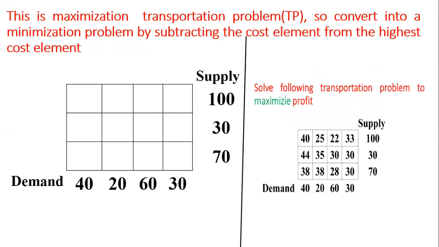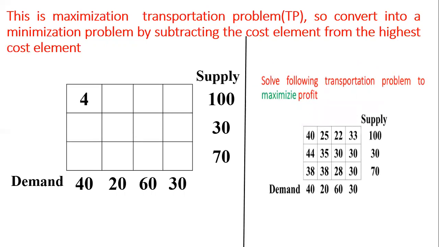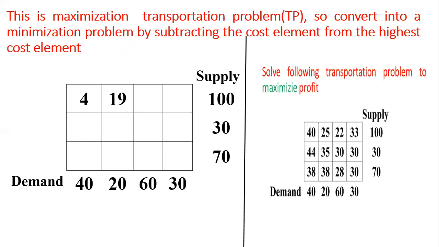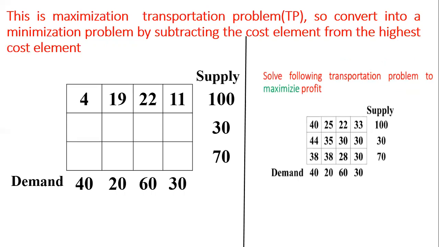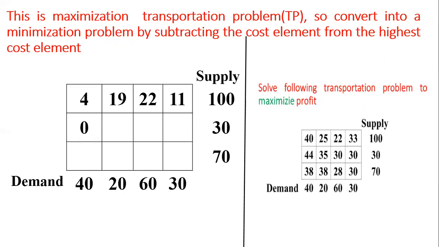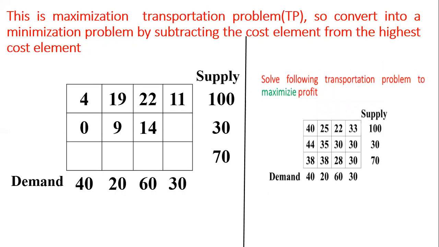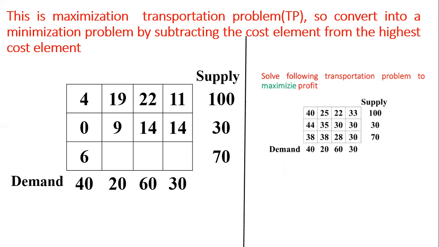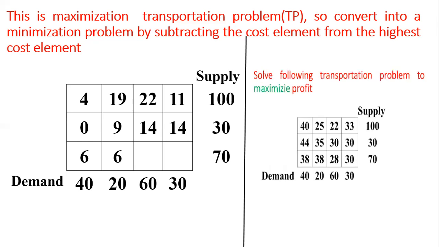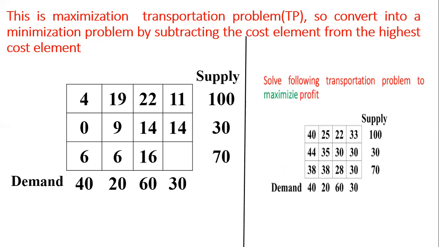So we have 3 rows and 4 columns, you have to fill in. There is no change in the supply and demand. We change only the cost elements. So first subtract: 44 minus 40, 4; 44 minus 25, 19; 44 minus 22, 22; 44 minus 33, 11; 44 minus 44, 0; 44 minus 35, 9; 44 minus 30, 14; 44 minus 30, 14; 44 minus 38, 6; 44 minus 38, 6; 44 minus 28, 16; 44 minus 30, 14.